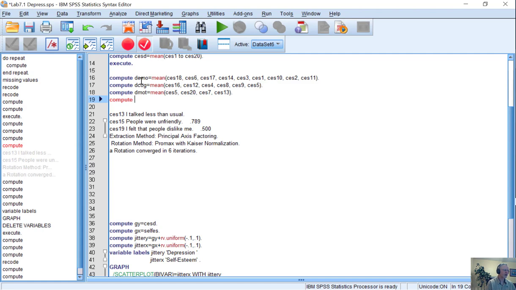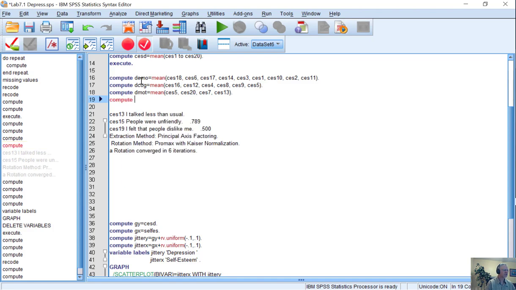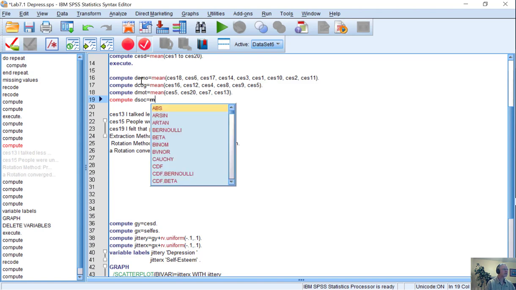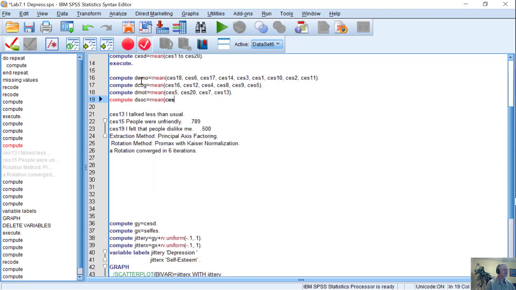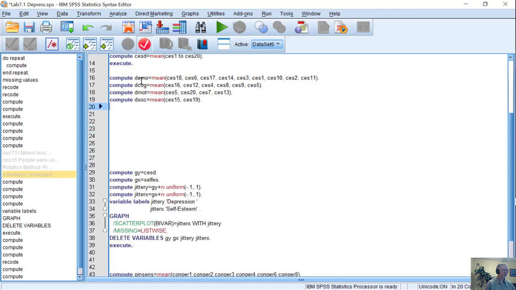You remember earlier on when there was an option that I said 0.3 or higher? What that did was to only allow a dimension to show up as loading if it had a correlation of 0.3 or above with the dimensional score. And so this is depression, and this is my social dimension, and it's mean CES 15 and CES 19. And there we go.